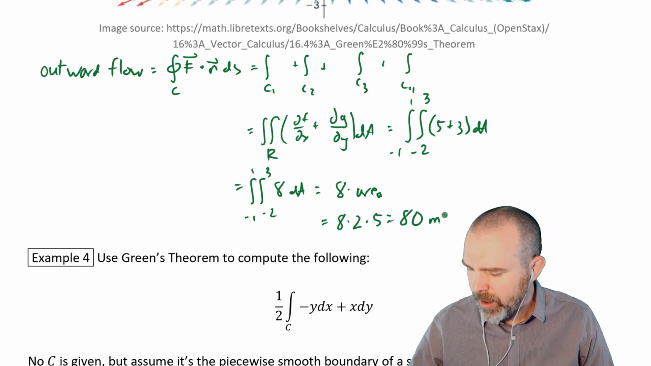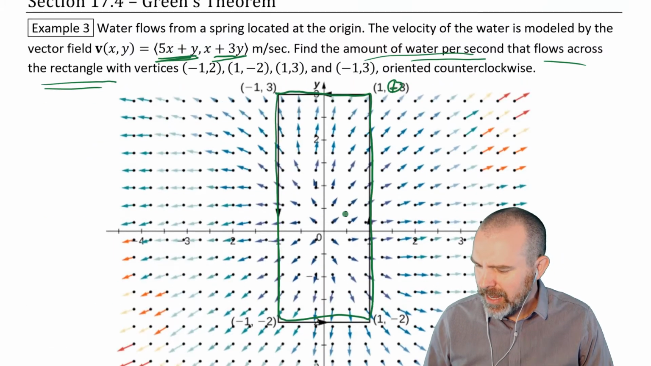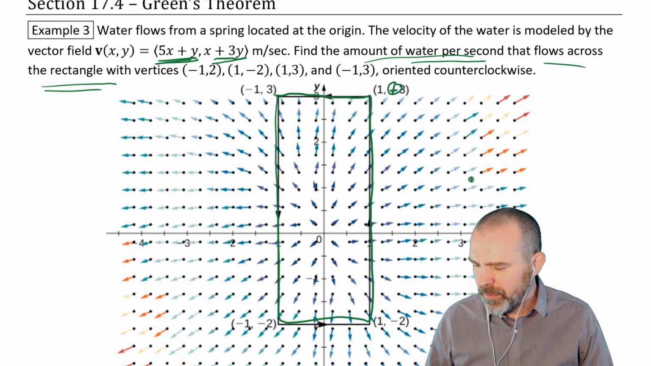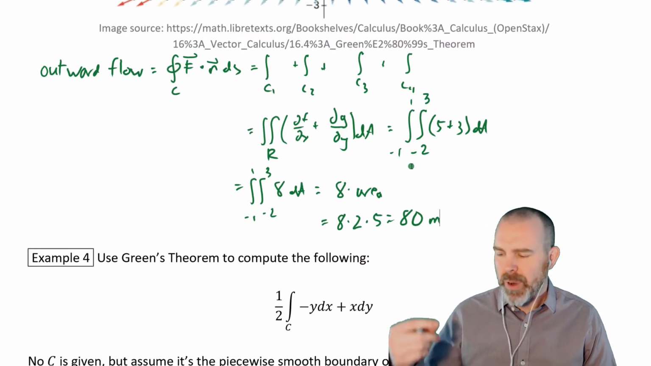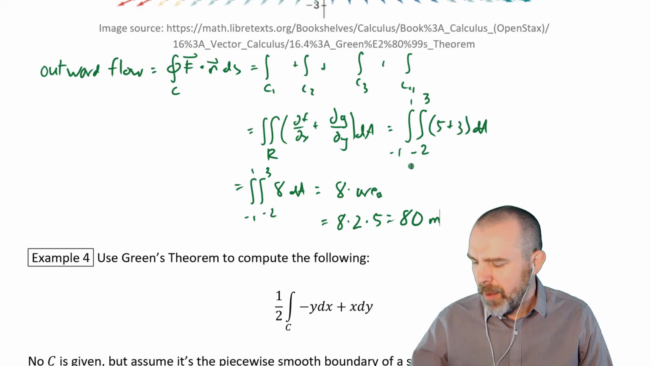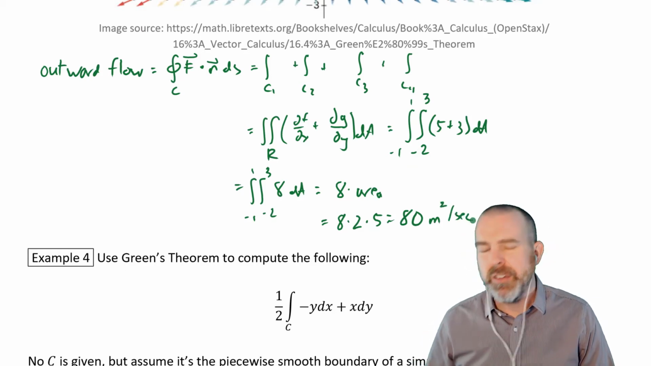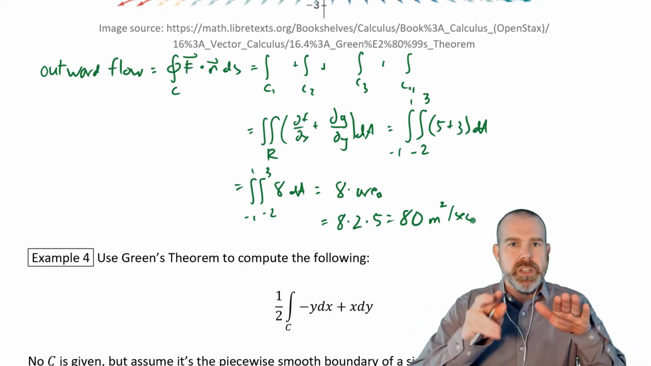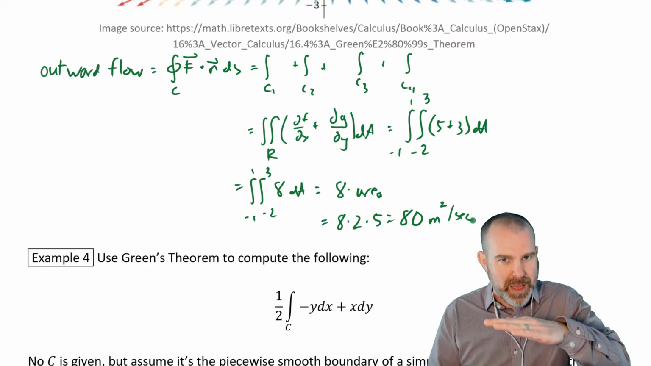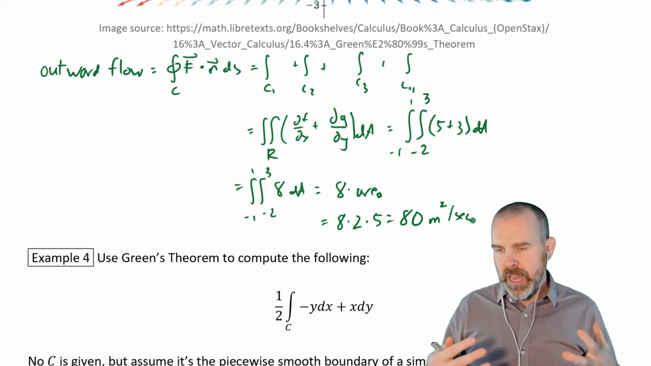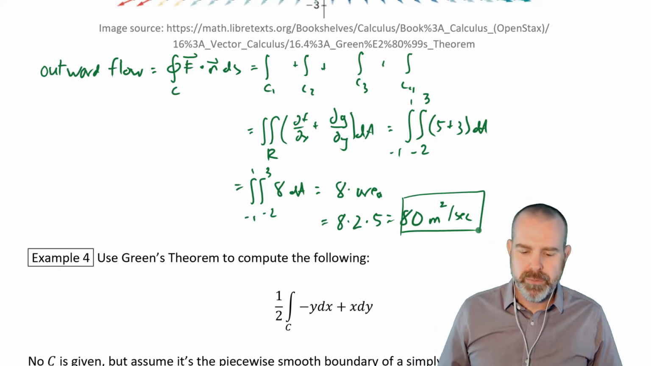The units here are weird. 8 is like meters per second, then we multiplied by the area, so we would end up with square meters per second. You'd think volume, it's water, but we're just looking at it from the top. We would need the depth and to multiply by that depth. So this is really how much water is moving per square meter per second.